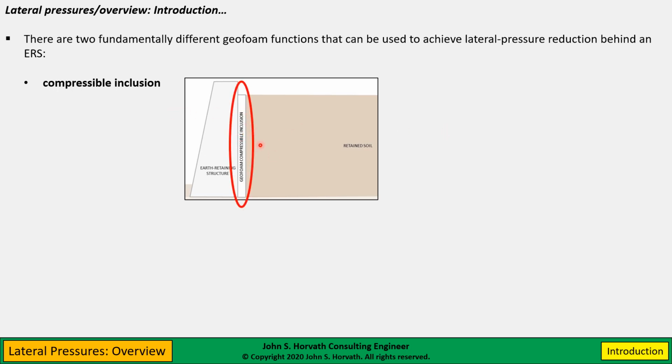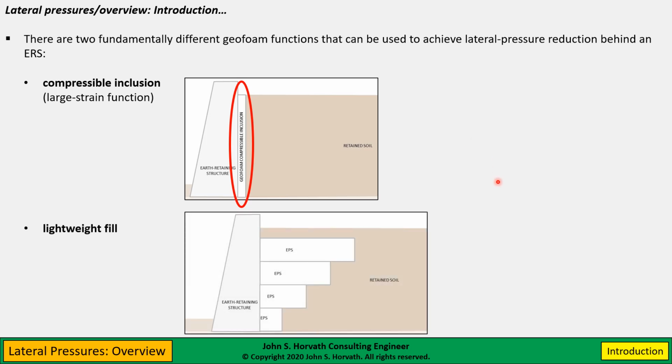So this is our compressible inclusion, as we call it, and this is a large strain function. It is one of the relatively few large strain functions of geofoams. Most geofoam functions are small strain functions. And by large strain, we're talking about double digits, 10, 20, 40% strains.